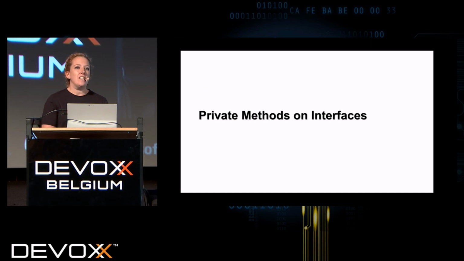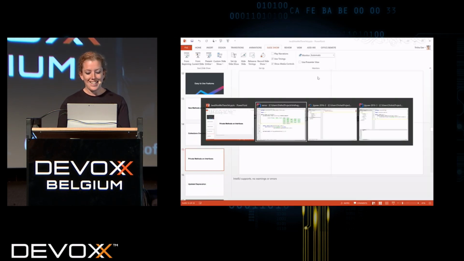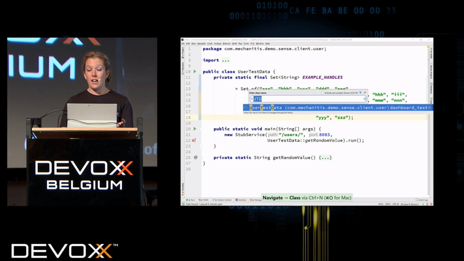Okay, private methods on interfaces. Now, when I first heard that, I thought that's kind of weird, because the whole point of an interface is to define an interface that other people are going to use. Why would I need a private method on an interface? And the answer is, of course, that interfaces are no longer the interfaces we used to know.